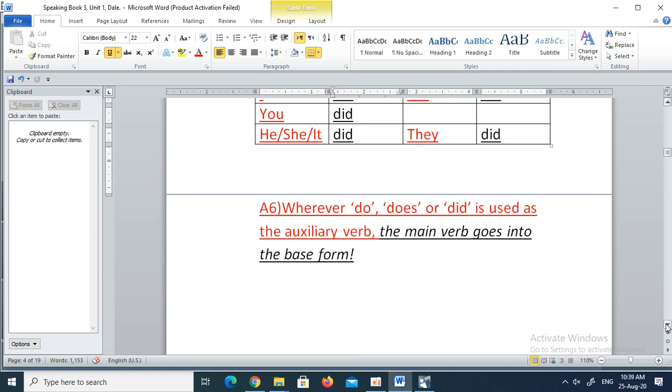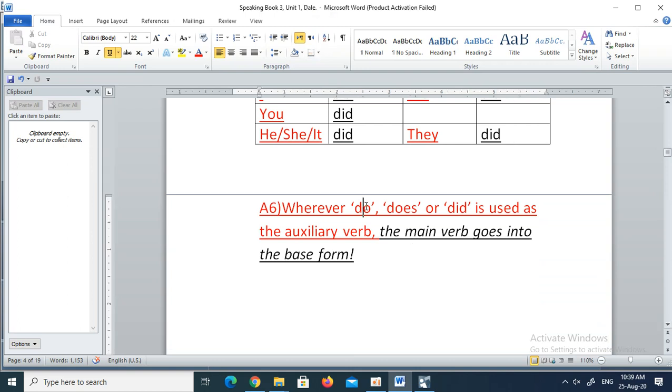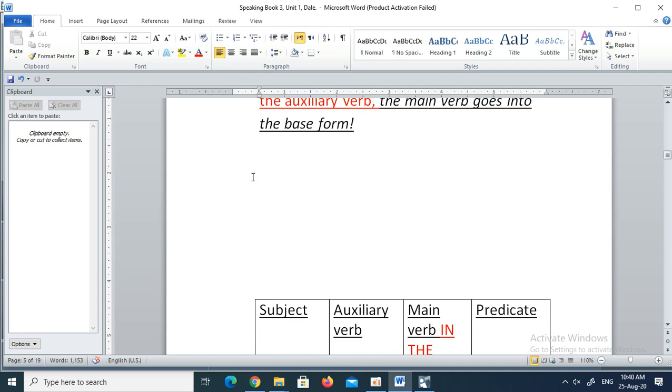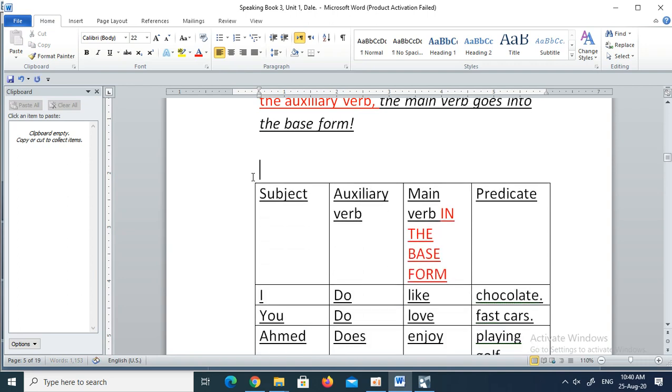Now, when we use do, does, or did as the auxiliary verb, the main verb goes into the base form. Please remember that. The main verb will always be in the base form if we are using the auxiliary verbs do, does, or did in front of it. So, let's have a look at how you make such sentences.